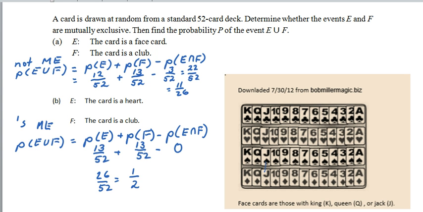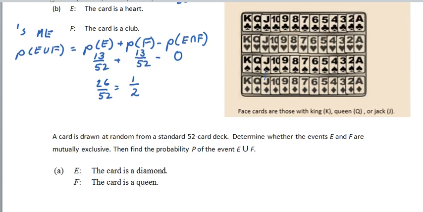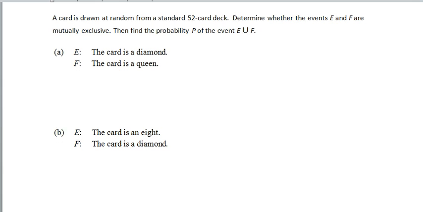So let's go to the next problem, which is very similar to this one. And here we have in part A that the card is a diamond would be event E, and the card is a queen would be event F. Well, since there is a queen of diamonds, in this case we do not have the events being mutually exclusive.